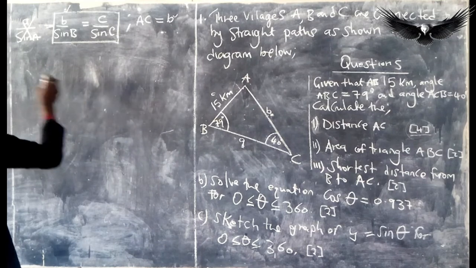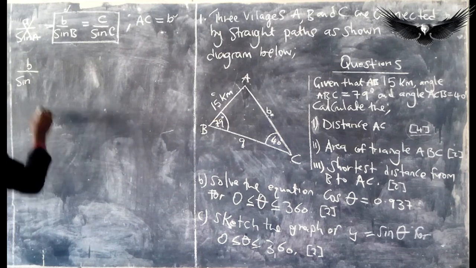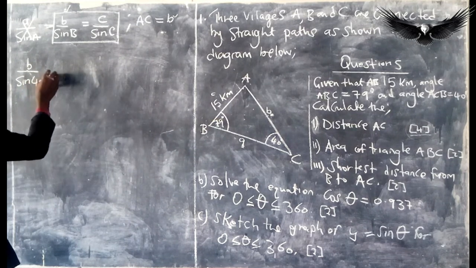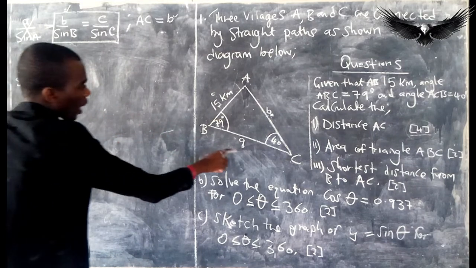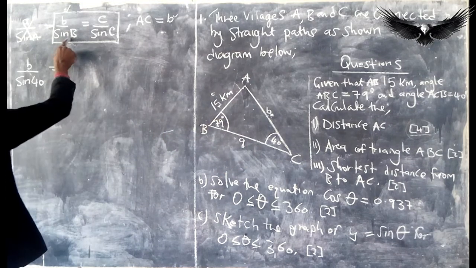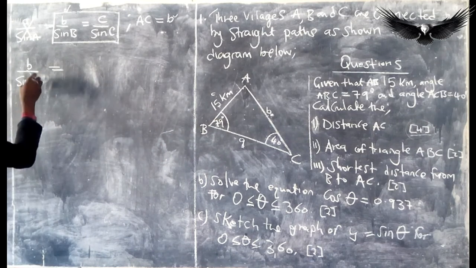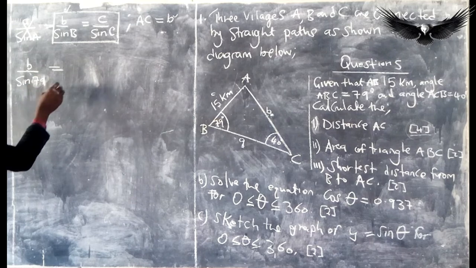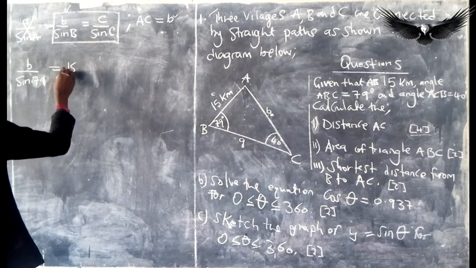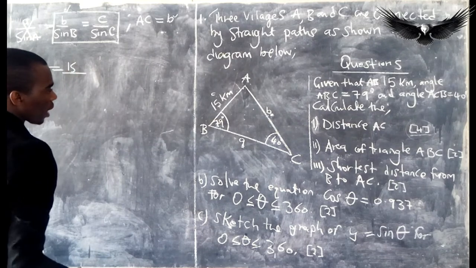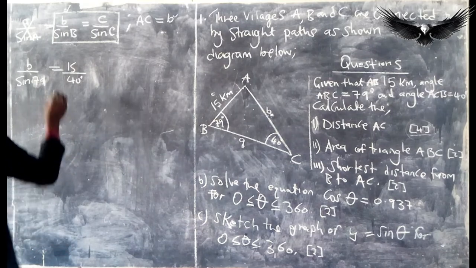So B is going to remain as B over sine C, which is the angle there, sine 40 degrees. This should be equal to, so this one was actually sine B, so it's 79, not 40. So this is 79. Then our C, this is actually 15 kilometers, so this is 15 over sine 40.